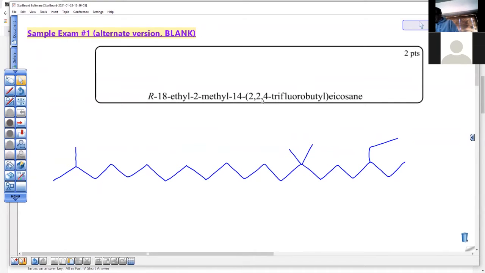How do you draw a 2,2,4-trifluorobutyl group off of this carbon? Well, you start by drawing a butyl group, which is 4 carbons long. 1, 2, 3, 4. Then on the second carbon off of the chain, so there's the first carbon in the group, that's carbon number 1. In the butyl group, this is carbon number 1. You don't invent your own rules. That's carbon 1 in the butyl group. Carbon 2 has 2 fluorines on it. And carbon 4 also has a fluorine.